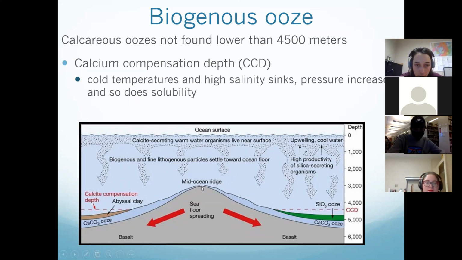Okay, so here's sort of a really good example of what you'd see. Here we've got our mid-ocean ridge, and all of these calcite secreting warm water organisms are up at the surface, and when they die, they settle down towards the ocean floor.